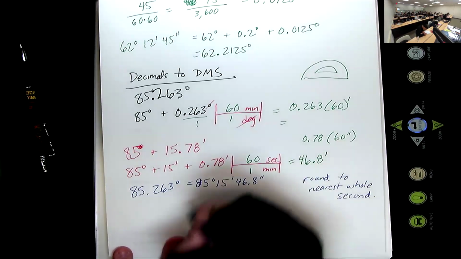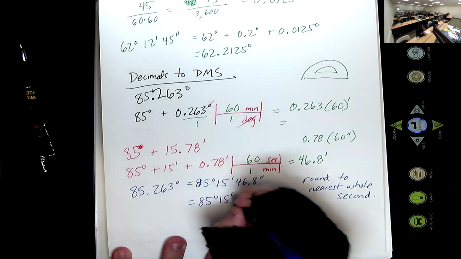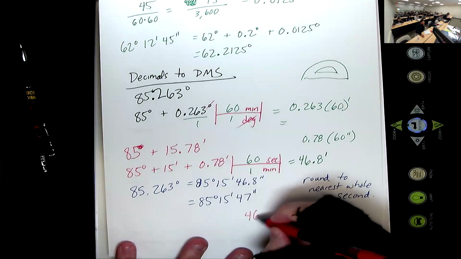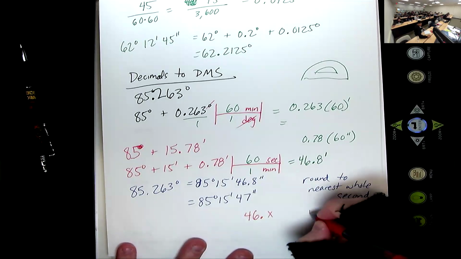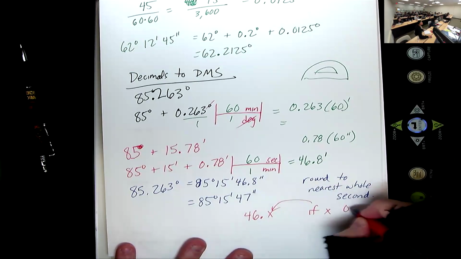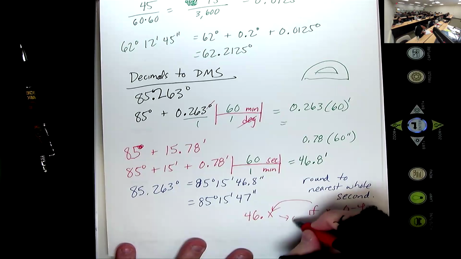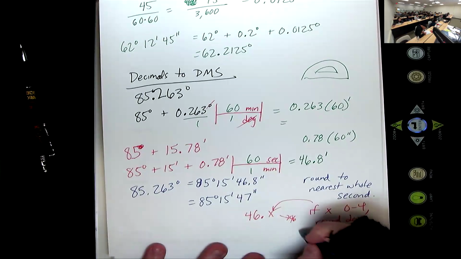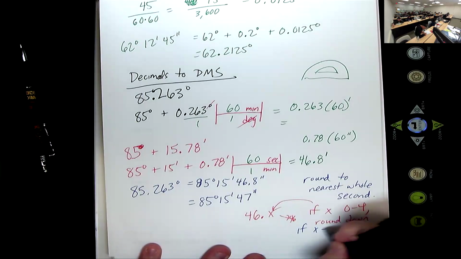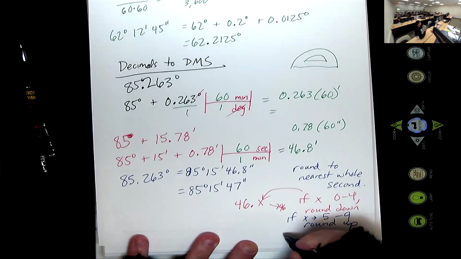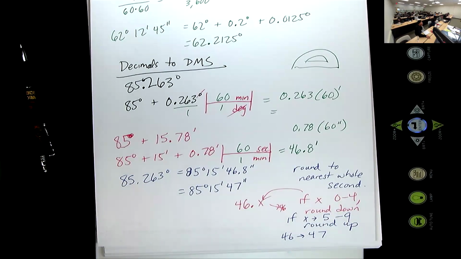So 46.8 rounds up to 47. If you don't remember how to round, we've got 46 point, I'm gonna say X right here. If that X is 0 to 4, you round down, which means drop it. That would turn to 46. And if X is 5 to 9, we round up. And so the 46 bumps up to 47. There's a quick recap on rounding.